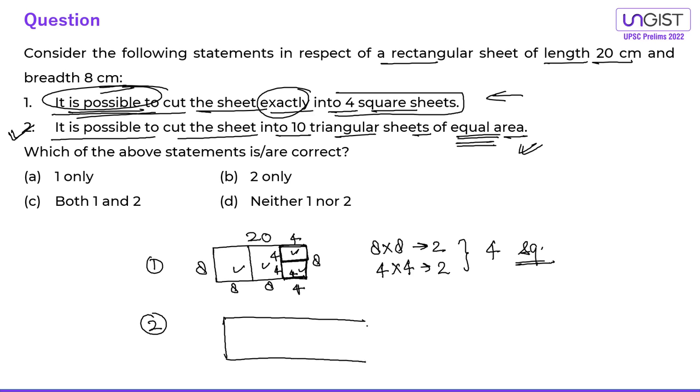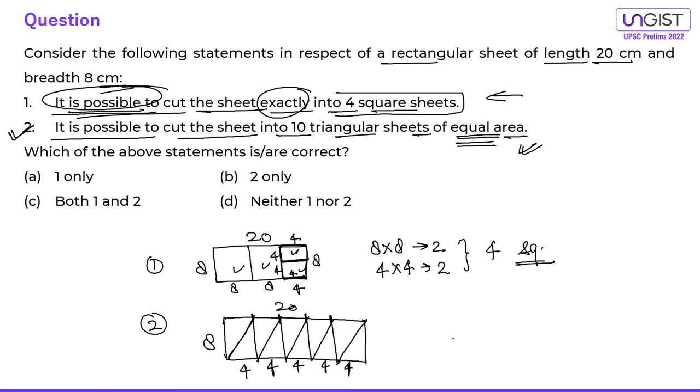Okay. So everybody, this is 8 and this is 20. In 20 we can have 5 equal parts of 4 each. So this is 4, this is 4, this is 4, this is 4, and this is 4. Now these 5 parts will be rectangles of equal area. Now if we divide these rectangles into 2 equal halves, it will be like this.